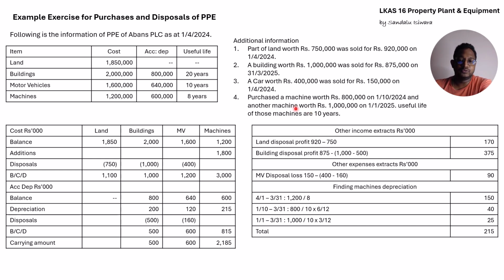And the new machine that you purchase on 1st of October, you have to find out only the depreciation for 6 months. And it says the useful life 10 years. So 800 divided by 10, you are getting the annual depreciation, and that you have to divide by 2. Then you are getting the depreciation for this year. And the other machine you purchase on 1st of Jan, which means only 3 months, 1/4 year. 1 million divided by 10, 100 annual depreciation, and that you should divide by 4 to get the current year depreciation, 25. So altogether, your total depreciation is 215 for those machines, right?